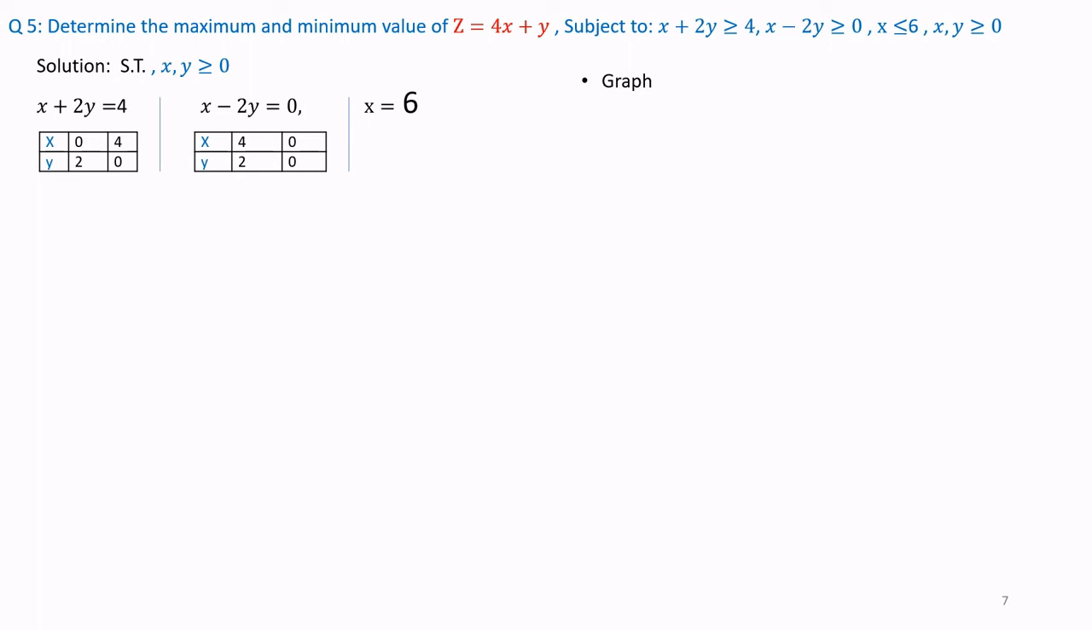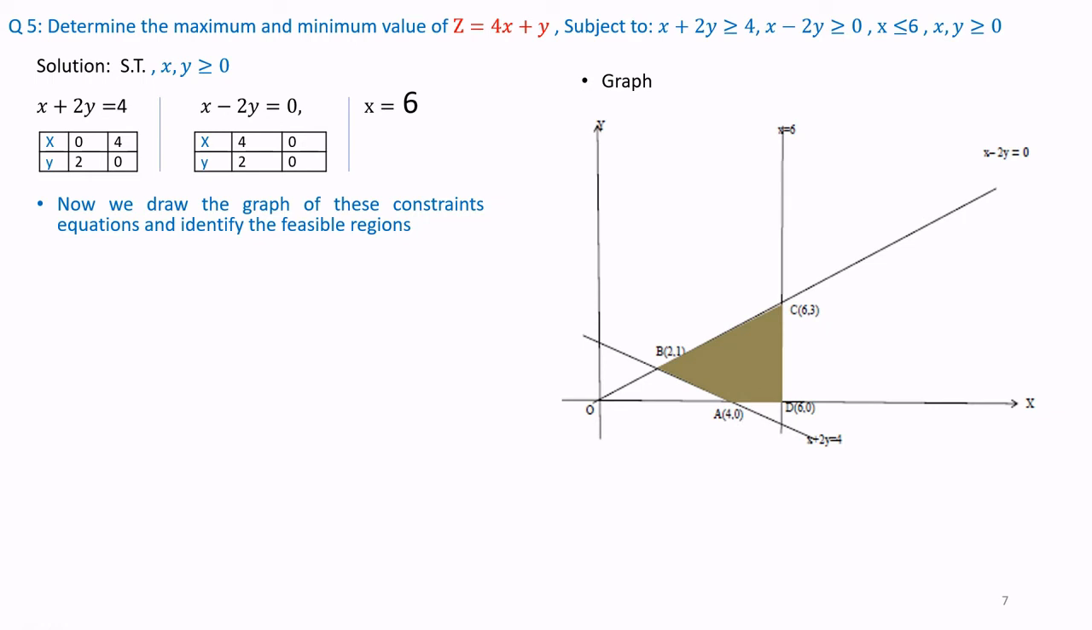So here in this particular case, we select x is equal to 4. If you select x is equal to 4, it becomes 4 minus 2y is equal to 0, or minus 2y is equal to minus 4, or y is equal to 2. So this is the equation. X is equal to 6 is as it is. And now we will draw the graph and identify the feasible regions.